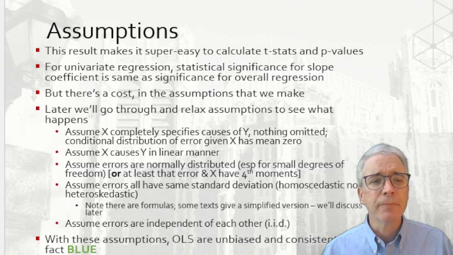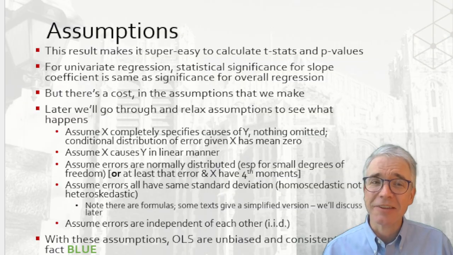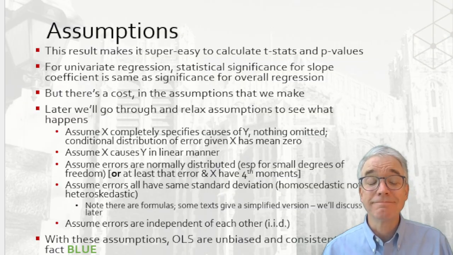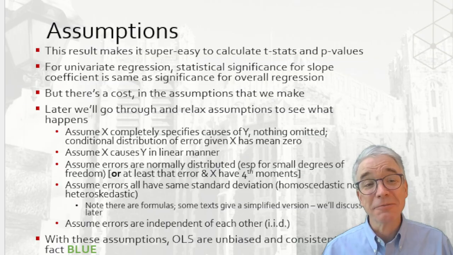Maybe assume the error and the X variables have fourth moments defined. It's pretty typically true. Sometimes in finance you might worry. Next, at least at the beginning, we assume the errors all have the same standard deviation, which is what we call homoscedasticity. Or the errors are not heteroscedastic. There's no heteroscedasticity. Yeah, those are big words. They're often used for impressing outsiders.